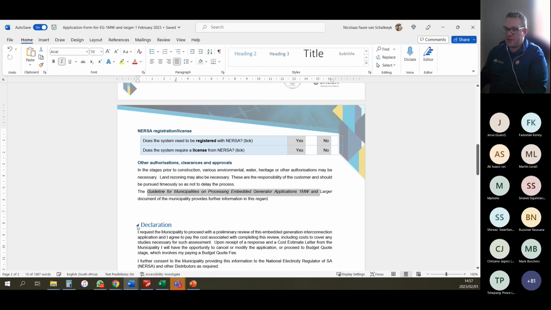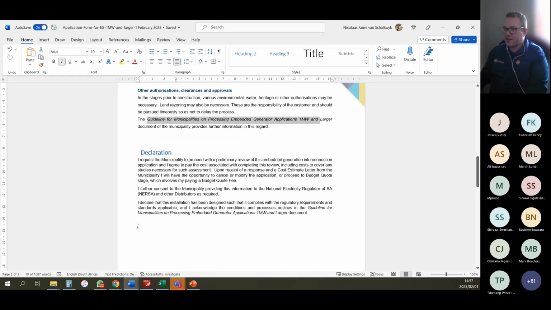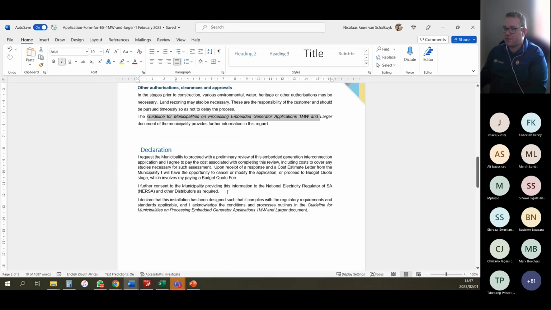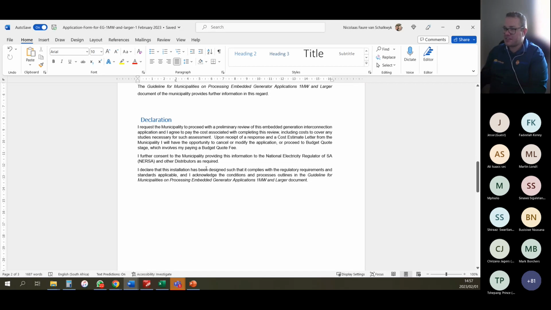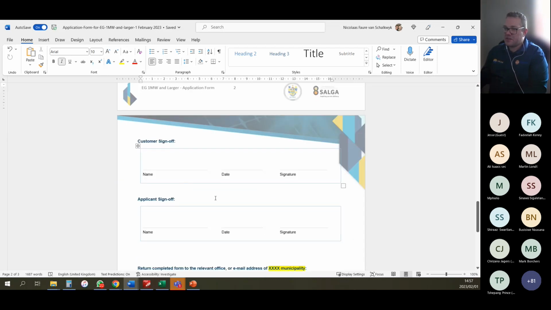And then we end off on the declaration. So here they just say that all the information that we provide is correct. We're willing to pay the fee. And in terms of the budget quote, we have to consider that as well. And then we conclude that you are happy that you supplied the information to NERSA, and that it has been designed to comply with the relevant standards and requirements. So that's in essence the customer sign off.